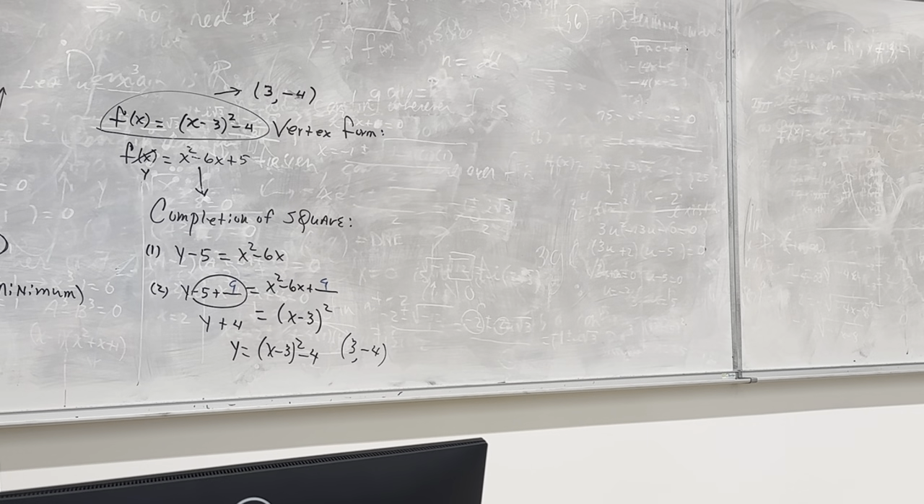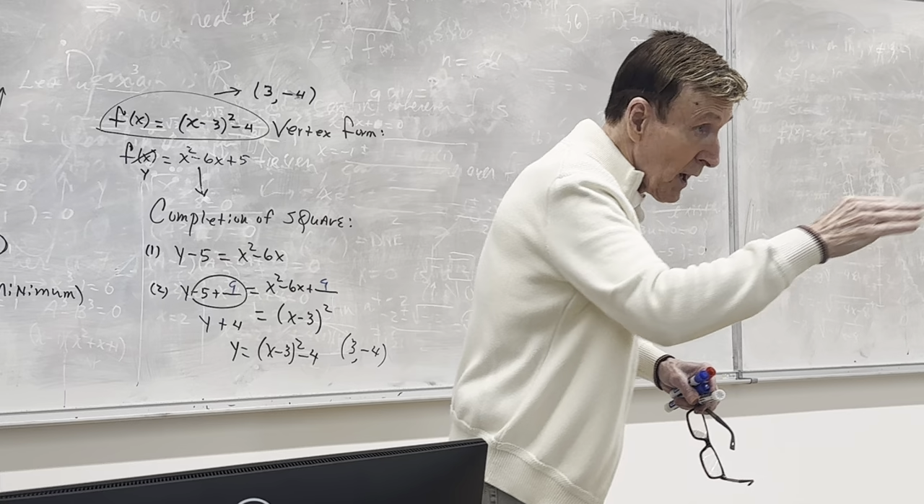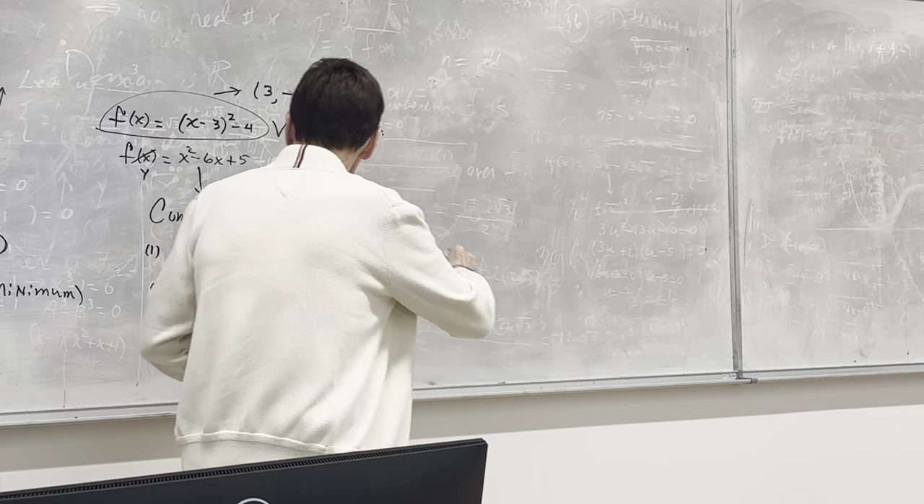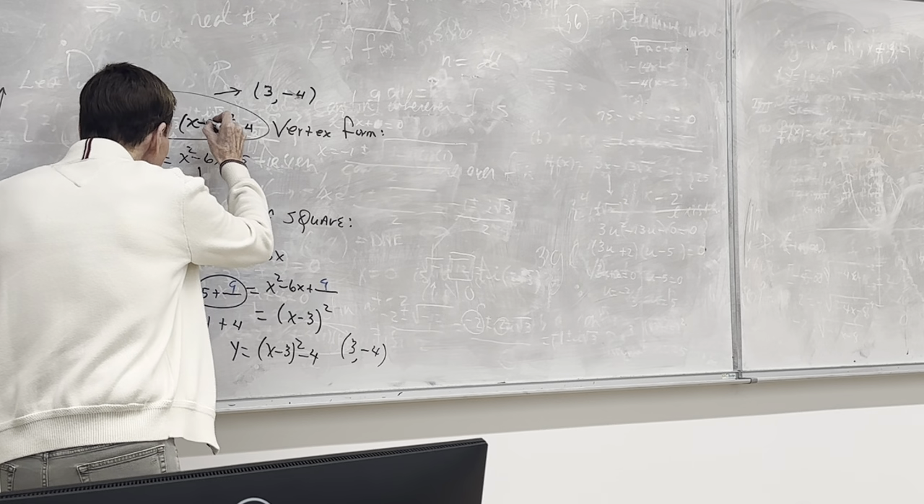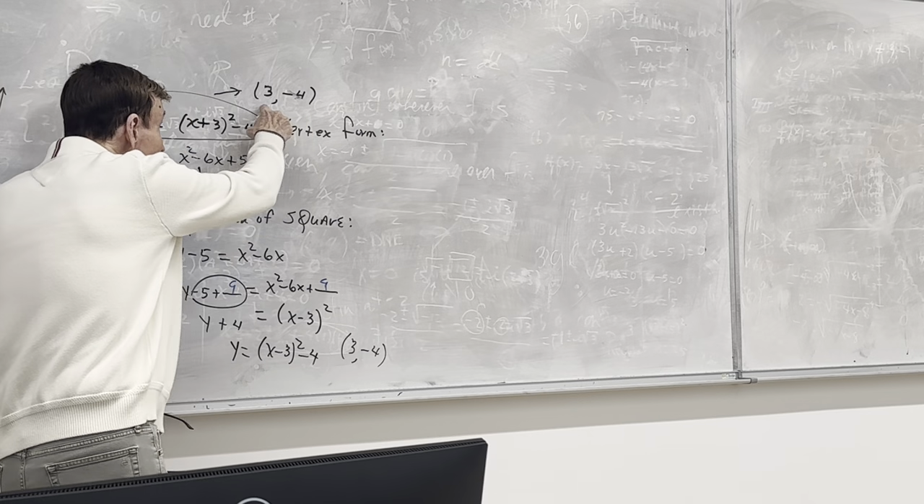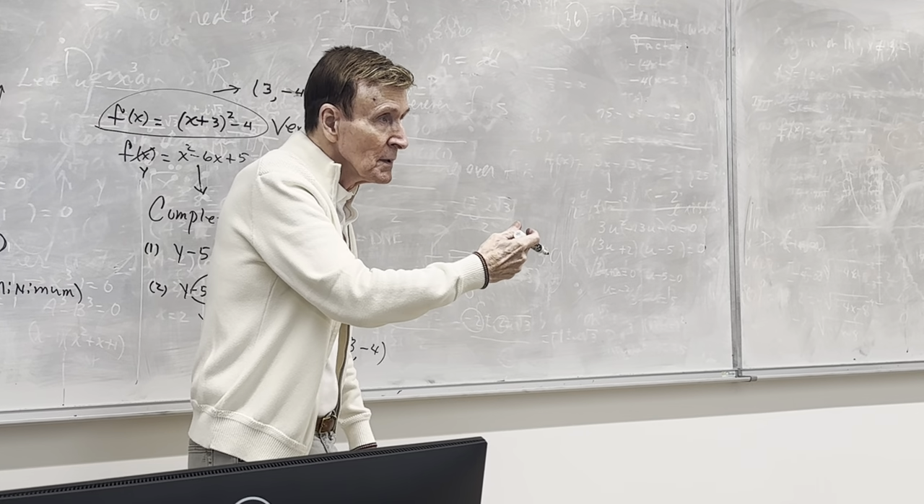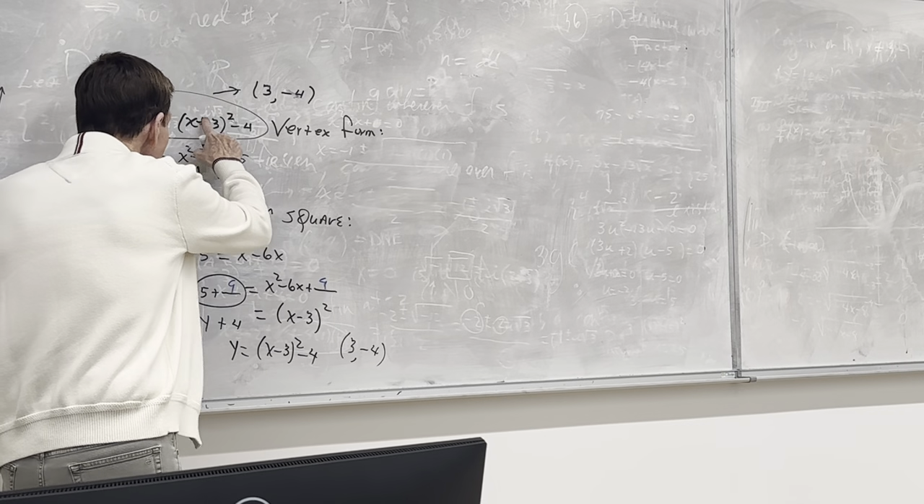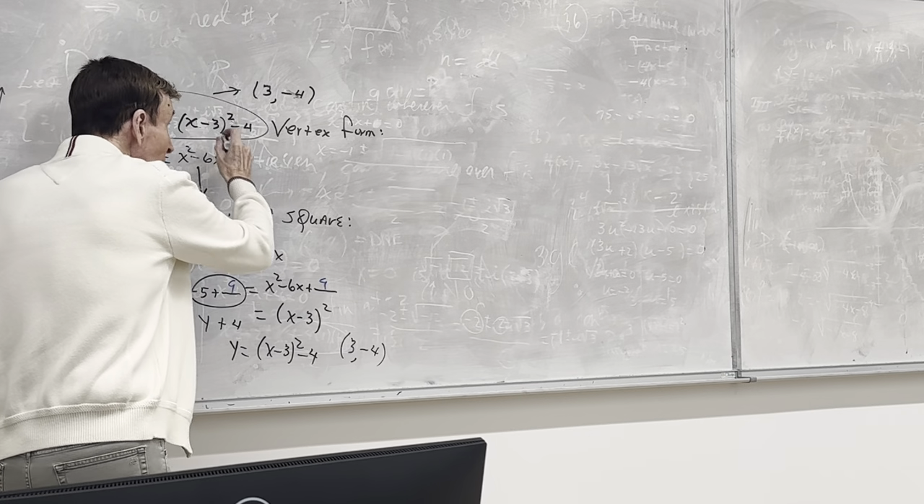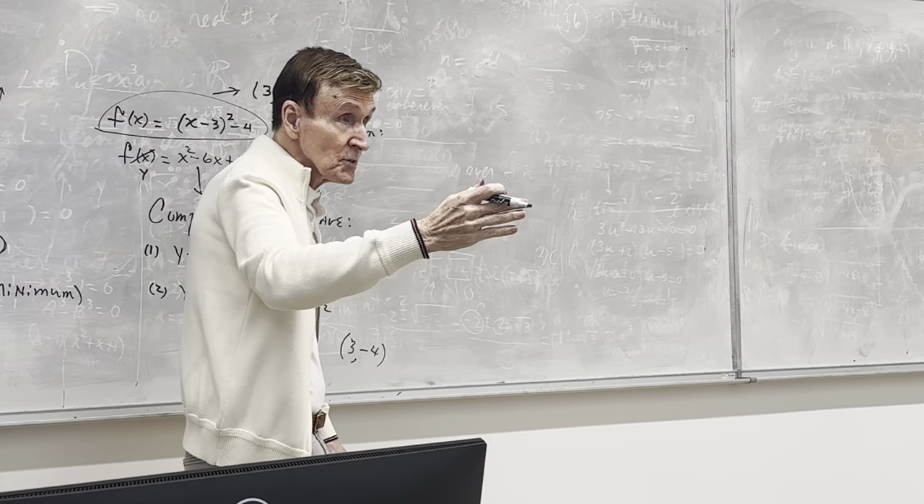Is it? If it had been this, which it wasn't, it was a horizontal shift to the right 3. If it had been this, which it was not, then that would be what? Negative 3. That would be a 3 to the left, which it was not in my case. It's 3 minus 3 is 0. Also 3 minus 3 is 0, and 0 is usually on the parent graph.